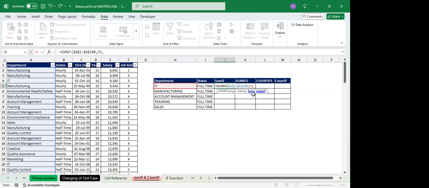Now it's asking me for the sum range. So after Excel has looked at the data set, it has looked at the range and it has picked IT as the criteria.